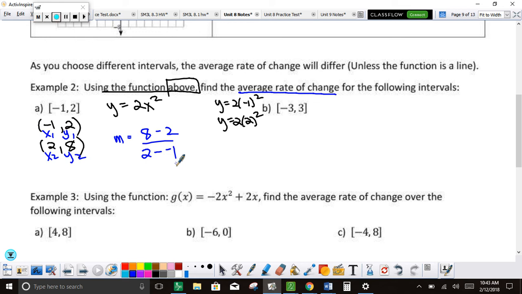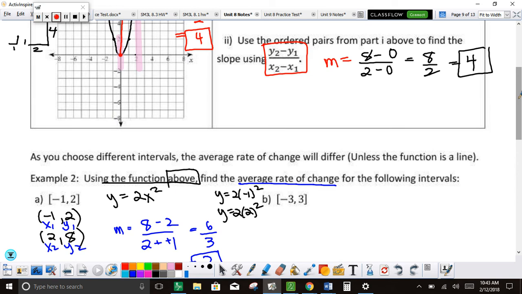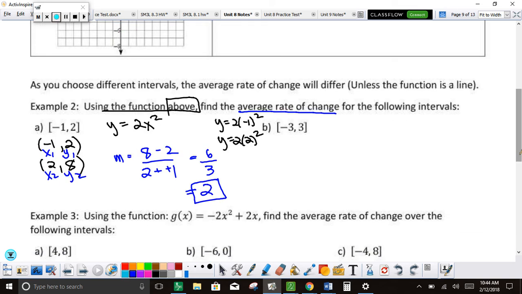Whenever we have that minus and minus, be really careful. That minus needs to become a what? 8 minus 2 is 6 over 3. My average change is 2. How come that 2 is different than up here? We got 4. How come they're different? Because they're different points on that big line. Good. Let's do that again.